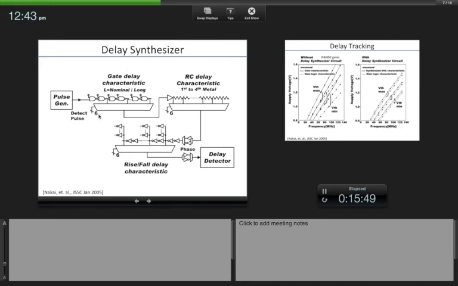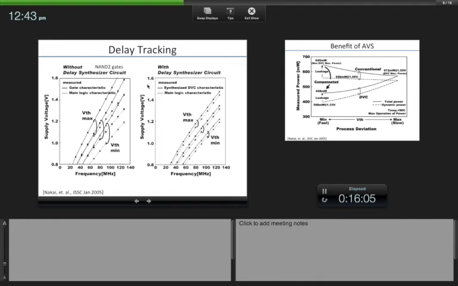The only thing is you can then program this mux selection to decide how many of each kind you want to put in your delay synthesizer, so that it mimics the critical paths of that particular product. What they find is that this delay synthesizer, which has this combination of NAND2, etc., seems to match better with the actual critical path.